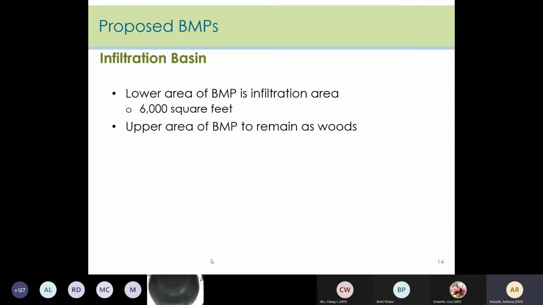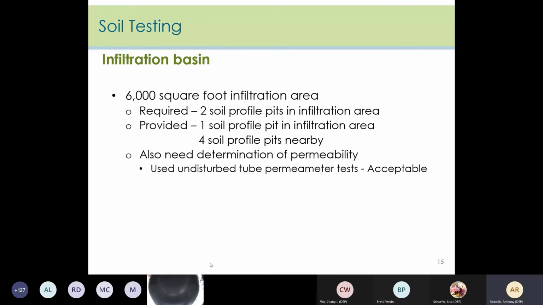So next we'll look at the stormwater management measures they're using. I like to see if the basins are acceptable before we go on and review all the calculations, just to find out that the basin isn't good anyway. In that case, they would have to redo all the calcs, and then you just have to re-review. So for the basin, there's only a 6,000 square foot infiltration area. And with the 6,000 square foot infiltration area, according to Chapter 12, they would have to do 2 soil profile pits in the infiltration area of the basin.